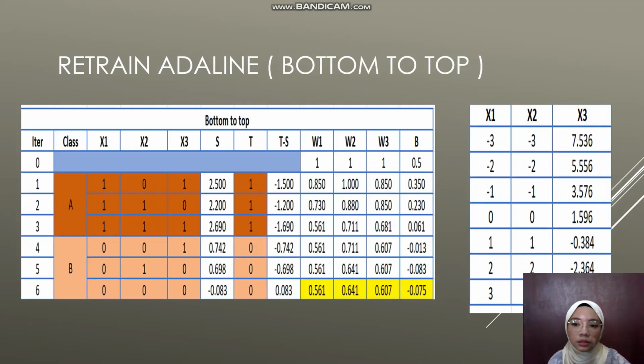Next is retrain from bottom to top. We just take the bottom part to the top, and the top to the bottom. After we get the last value, we check the accuracy and then get the scatter plot.